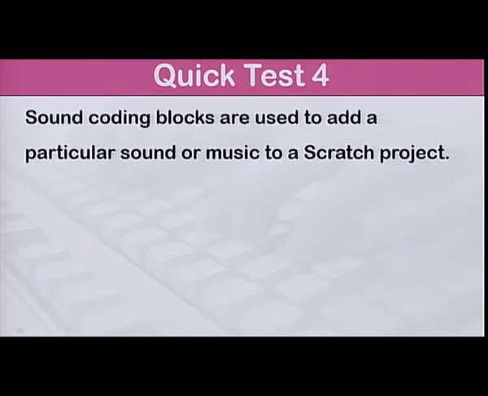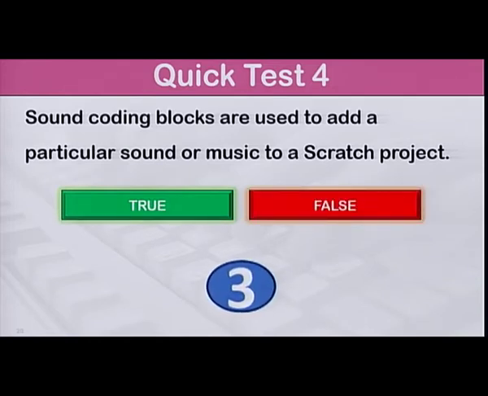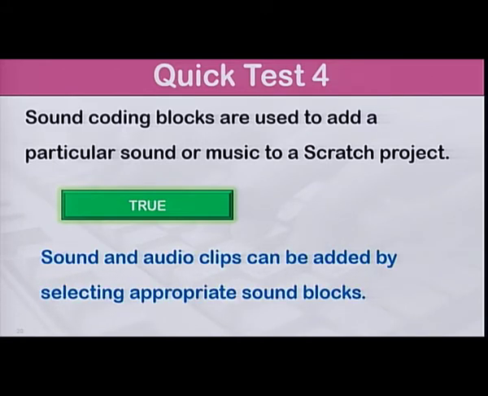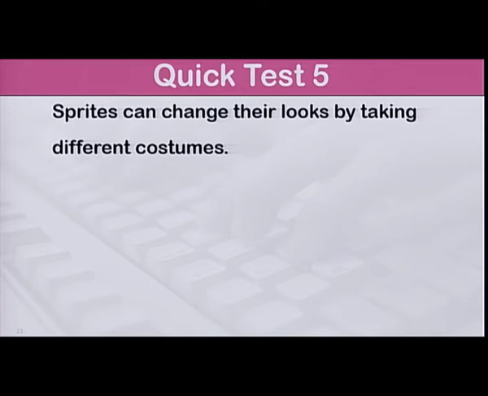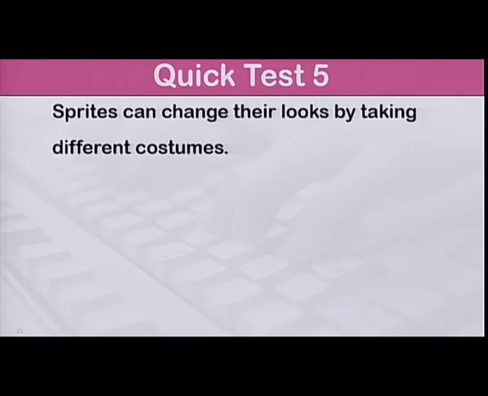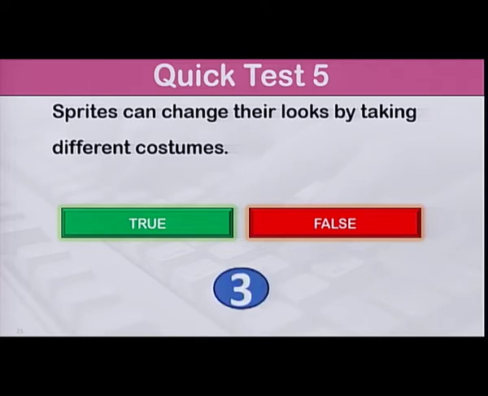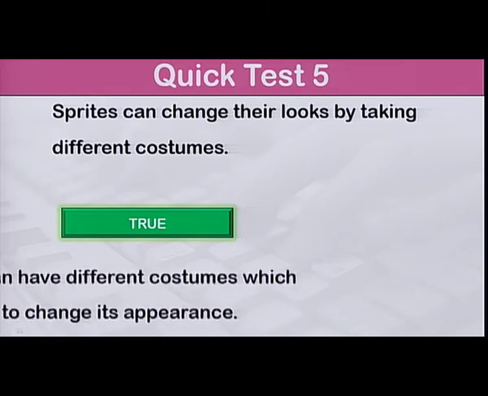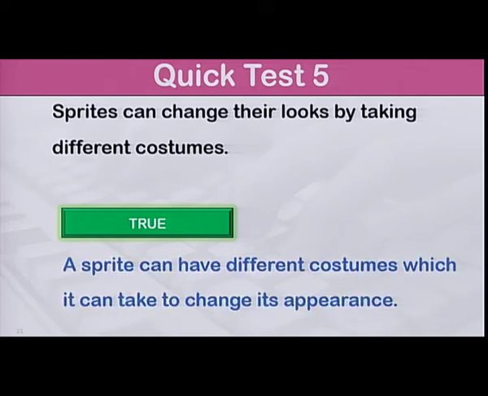Number 4. Sound coding blocks are used to add a particular sound or music to a Scratch project. True or false? The answer is true. Sound and audio clips can be added by selecting appropriate sound blocks. Number 5. Sprites can change their looks by taking different costumes. True or false? The answer is true. A sprite can have different costumes which it can take to change its appearance.